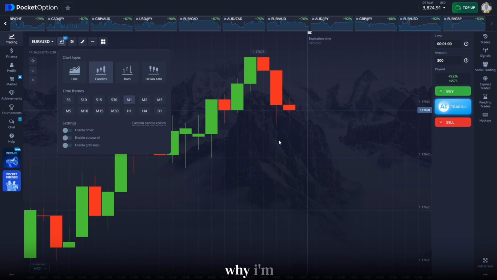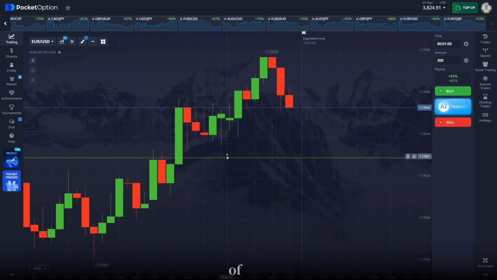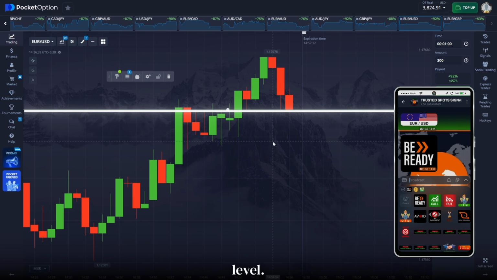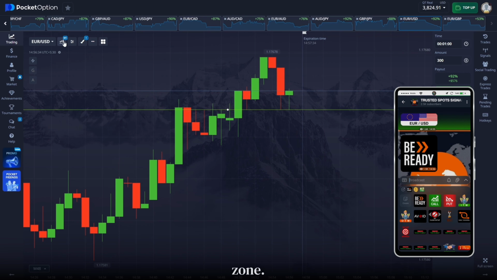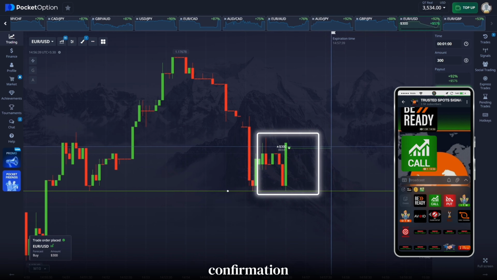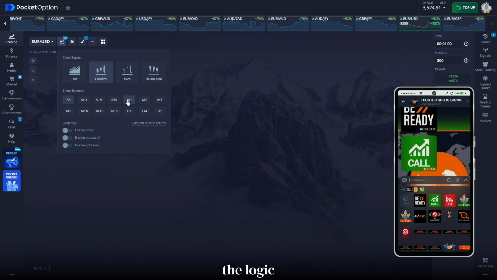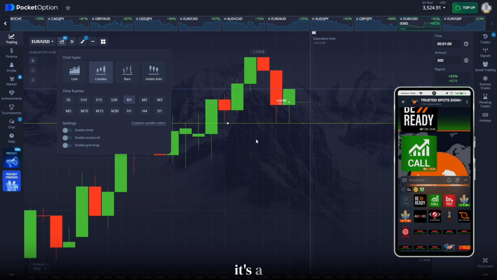The reason why I'm expecting a reversal trade here is because of this recent support level. If price does not break this zone, okay, price showing reversal, yes, it's a confirmation and I have placed the first trade of this session in the upside direction. Let's understand the logic behind this trade. It's a simple trade setup.